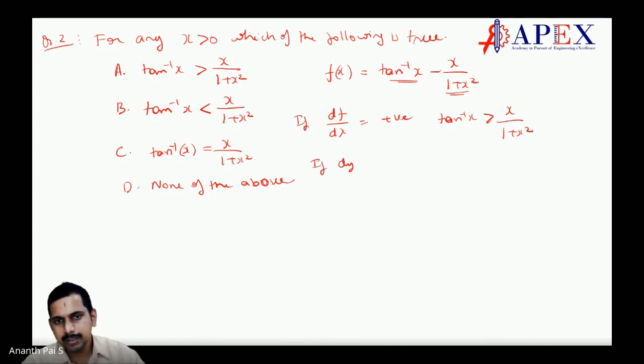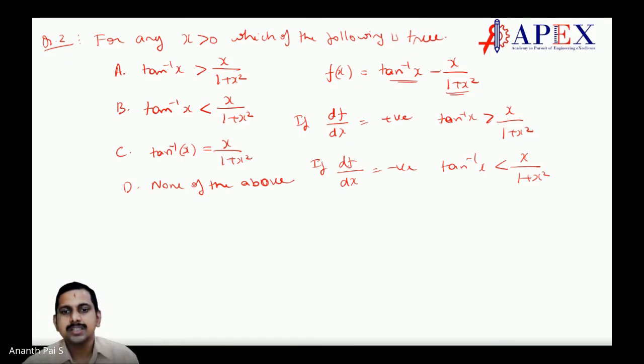If df by dx is negative, then you can write tan inverse of x is less than x divided by 1 plus x square. Correct, students? And if df by dx comes as 0, then you can say it's equal. Makes sense? Otherwise nothing can be said, then you say none of them. Correct? Can you do it and tell me the answer, students?